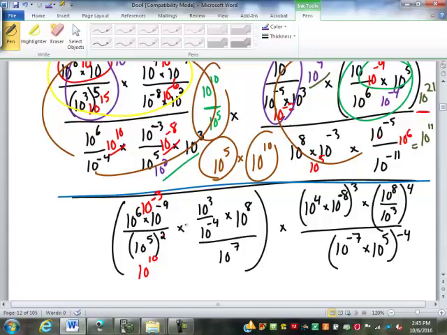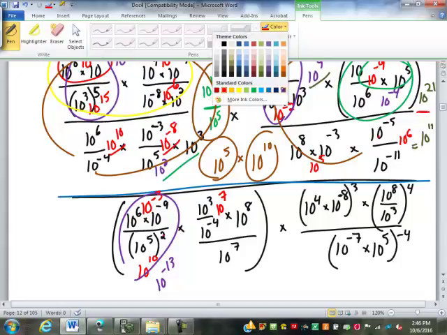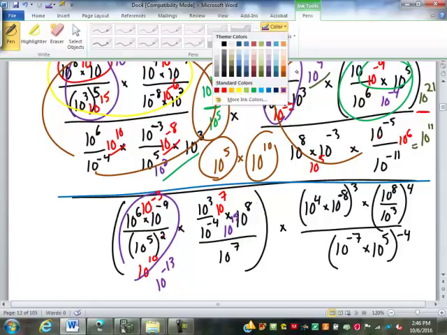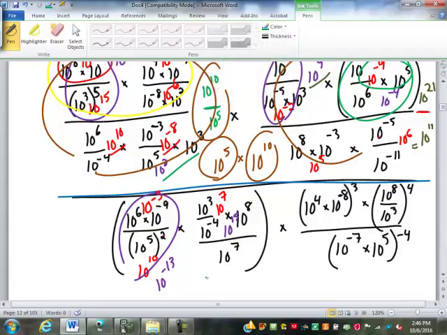10 to the negative 3 divided by 10 to the 10th. Negative 3 minus 10 is 10 to the negative 13th for that. Now over here. 10 to the 3rd divided by 10 to the negative 4, 7th. 3 minus negative 4 is 7. Times 10 to the 8th. That's 10 to the 15th, divided by 10 to the 7th, 10 to the 8th. 10 to the negative 13th times 10 to the 8th is 10 to the negative 5th. So this whole section here becomes 10 to the negative 5th.